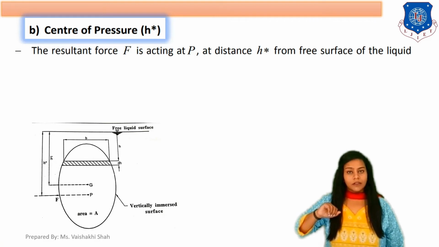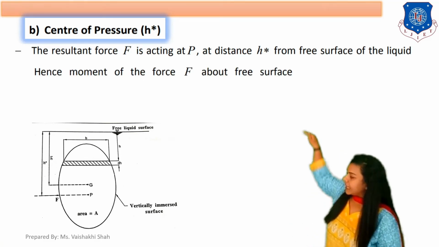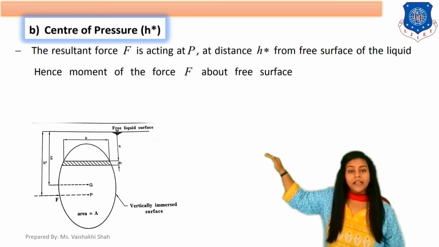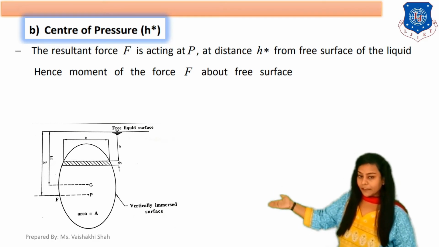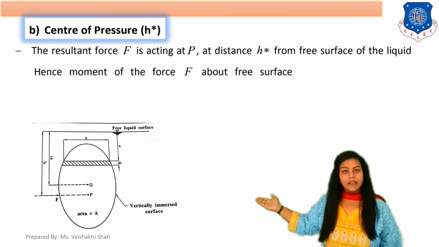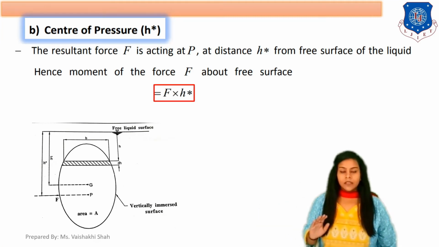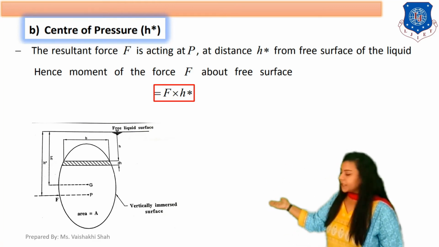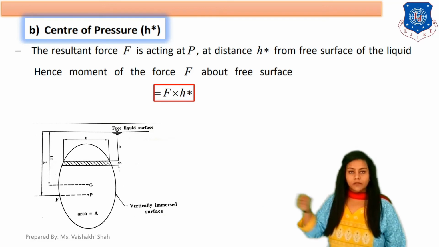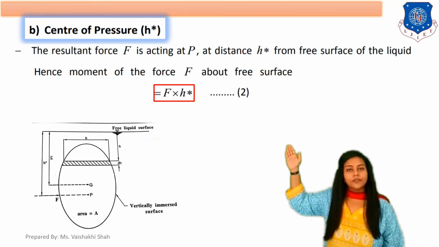Okay. So the moment of the total force F about the free surface. Now the total force is F at a distance H star. So that moment is F into H star. Total pressure force F and distance H star. This is your equation number 2.